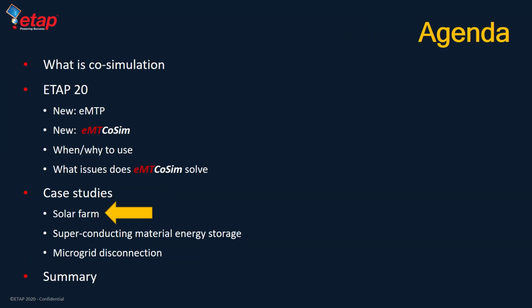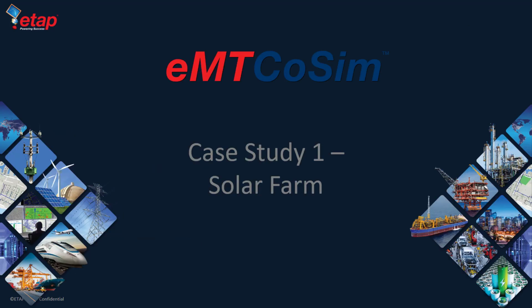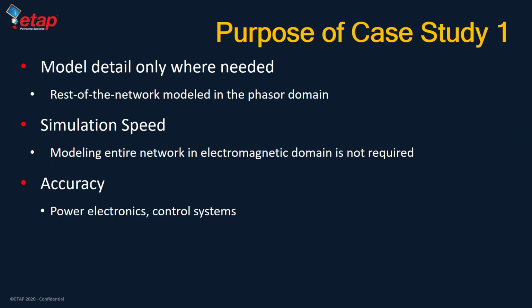So now let's demonstrate some of these benefits by running through the case studies. Let's start with the first one. The purpose of study case 1 is to show that it is possible to have detail only when you need it. It also shows that the simulation speed does not need to be compromised when having such detail. Finally, it shows that the phasor and electromagnetic transient domains produce more meaningful charts than using a single domain alone.